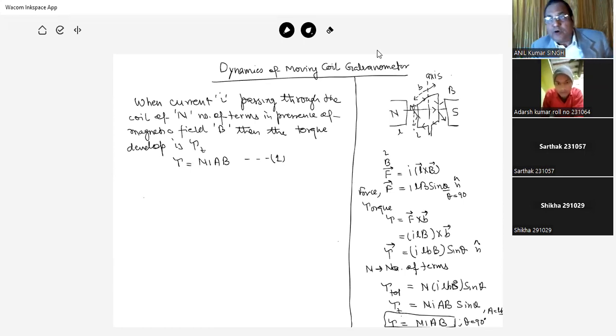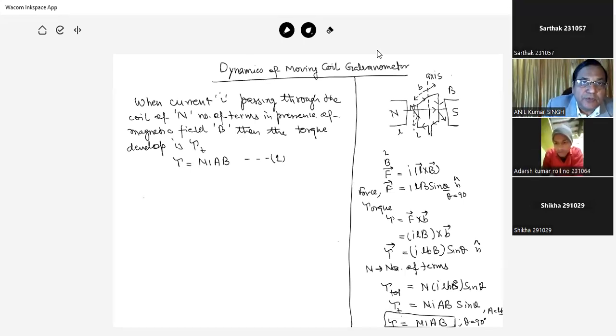Now this torque is known as deflecting torque. This torque is known as deflecting torque.